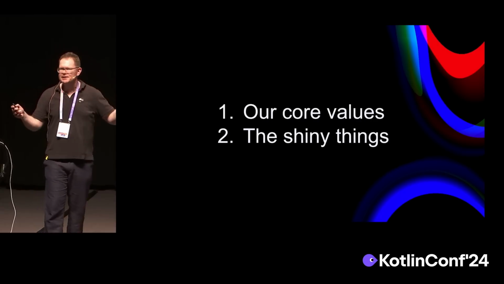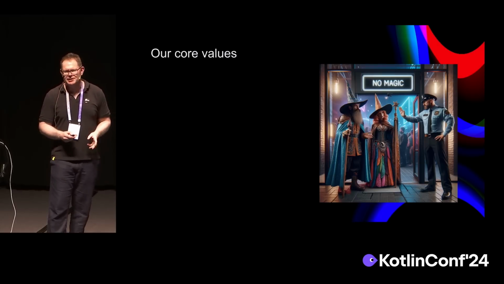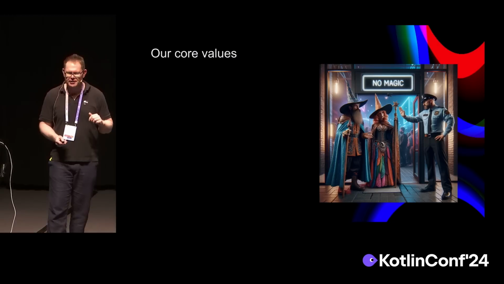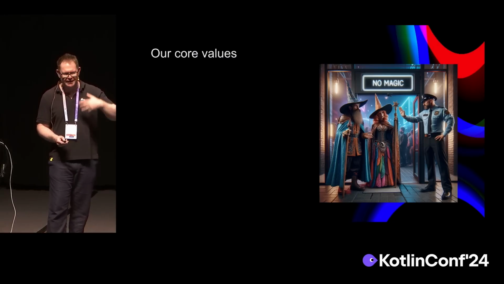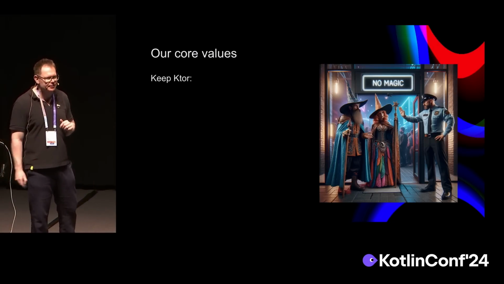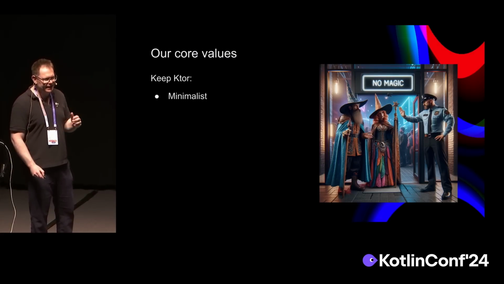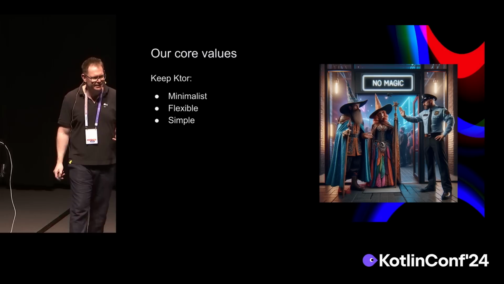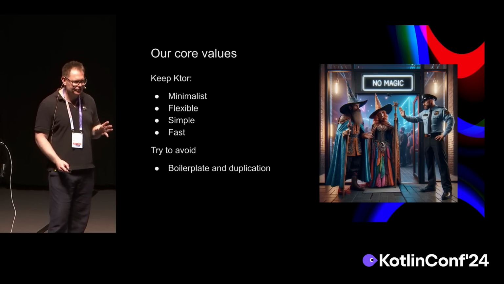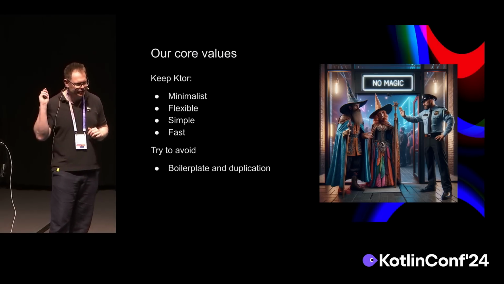So I bet that you're all here for the shiny. So we're going to focus on the shiny, but let's just take a minute or two at the start to sum up what the core values are, because these core values drive the design and the implementation of all the different features that we're going to be looking at. So in the Ktor team, the idea is to keep Ktor minimalist, flexible, simple, fast, okay? And to avoid boilerplate, both in the implementation and in the code that you write.